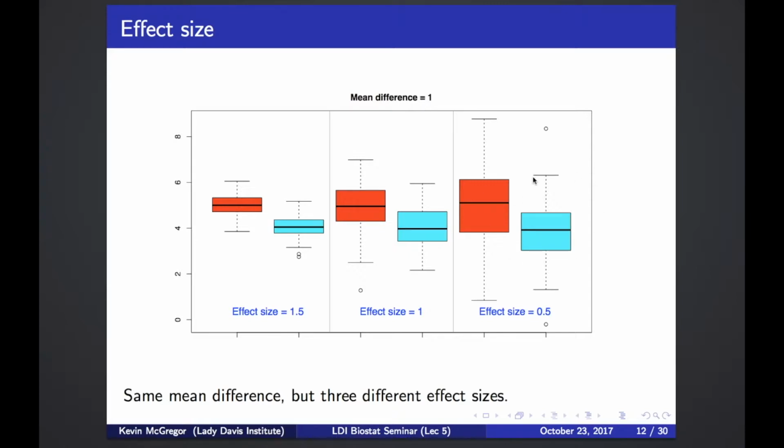Whereas if we look on the other side with the effect size only 50% of, with the mean difference only being 50% of the within group standard deviation, when you plot it graphically, it still does look like there's a difference, but in order to actually find a statistically significant result, we're going to need a much larger sample size to be sure of that difference.